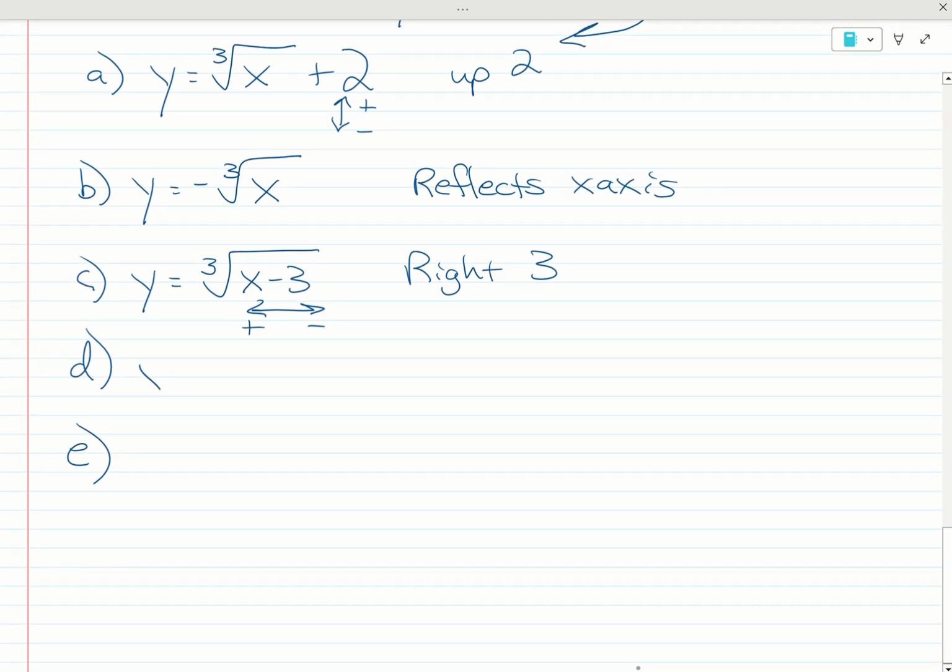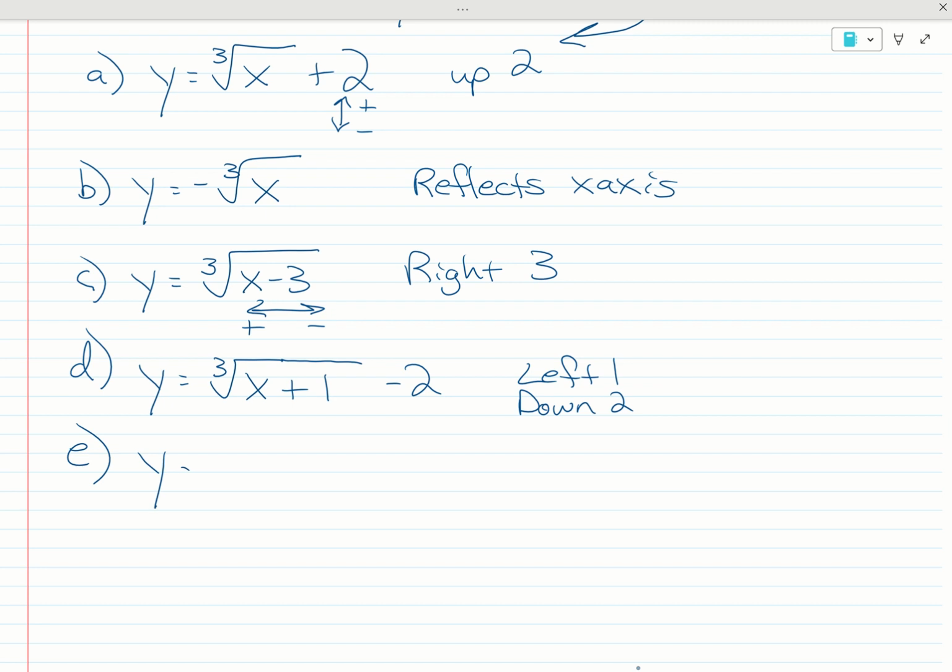Let's do a couple more. What if I asked you to do the cubed root of x plus 1 minus 2? You're going to tell me that this graph goes to the left 1 and then down 2. And then finally, if I gave you the cubed root of x plus 5 with a negative in front, this graph is going to reflect over the x-axis, and it's also going to go left 5. So you just have to tell me in words what's going on there.